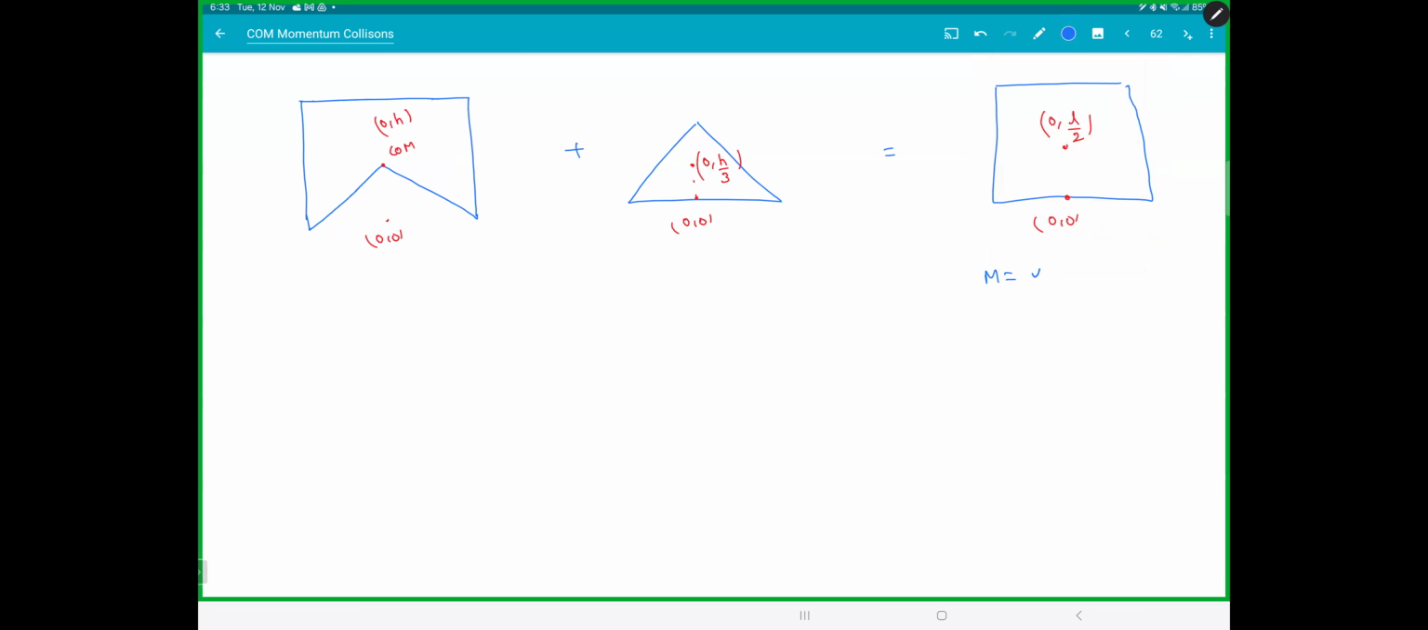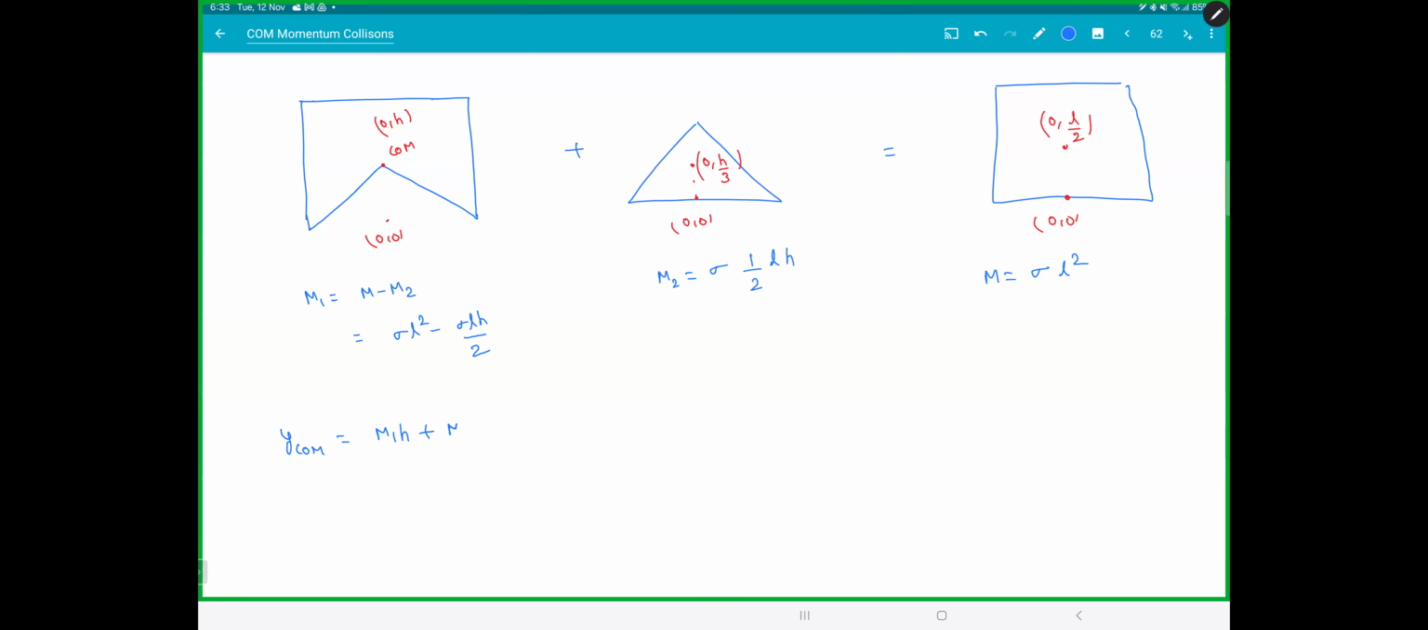This mass is m, which is sigma into L square. This is m2, which is sigma into half base into height. Base is L, height is h. This will be m1, which is m minus m2, which is sigma L square minus sigma LH by 2. There, I know the masses, I know the coordinates. We are done.